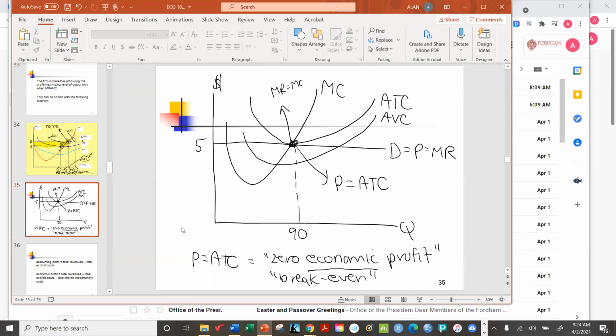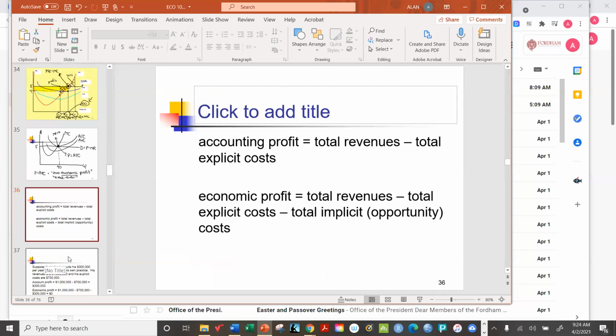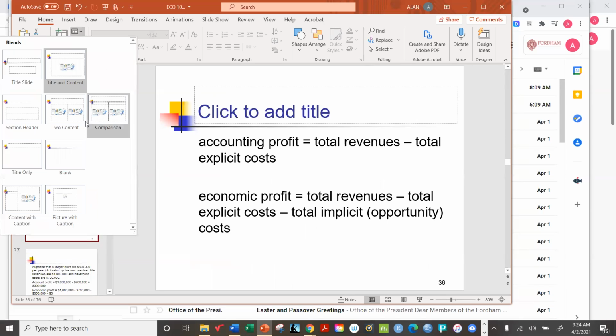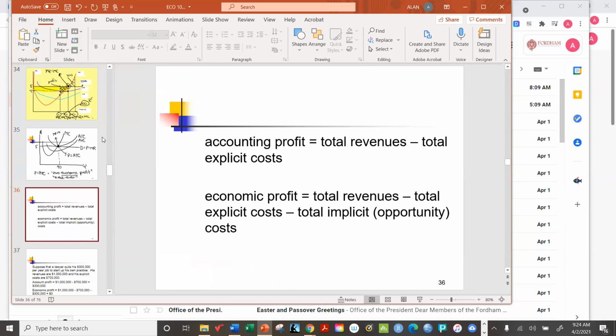Now, it sounds like we're not making any money here, but in reality, zero economic profit doesn't literally mean no profits. And let's explain now why. In order to do that, we have to take a step back and remind ourselves of the distinction between what we call accounting profit and economic profit.